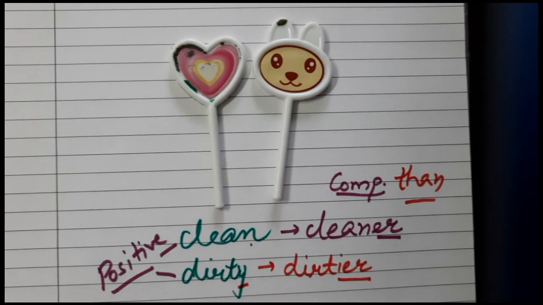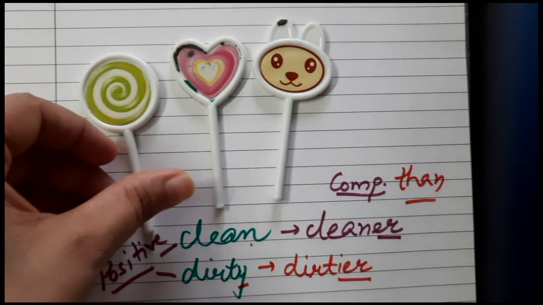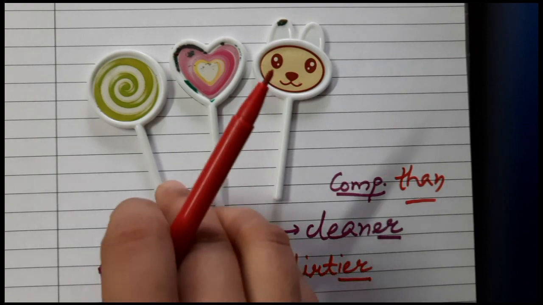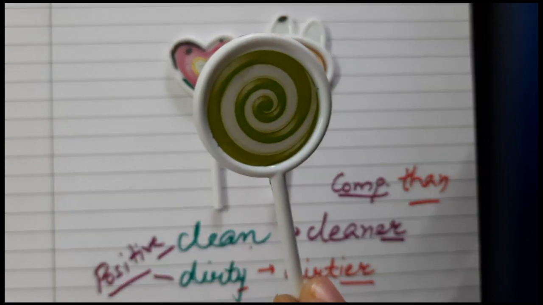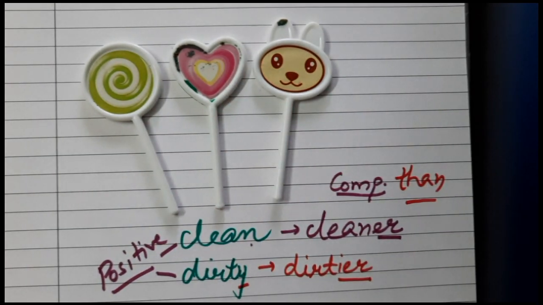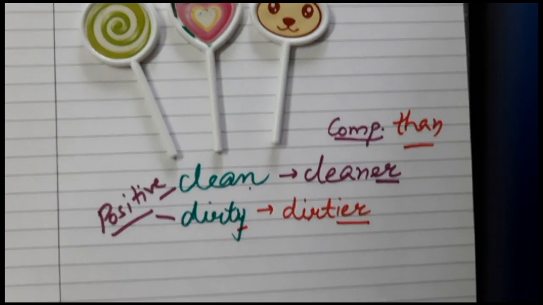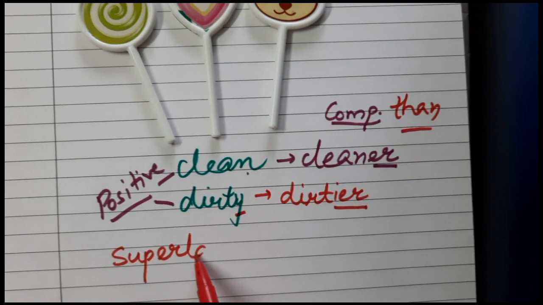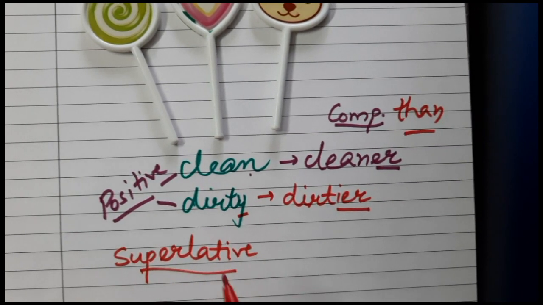Now let us bring a third candy. Now you tell me, is there any spot on it? No. So what would you say? To be clean or what? If I take it single, I'll say this is clean. Okay. But if I want to compare it with rest two, then that means I am comparing with more than two. So I will be using superlative degree.